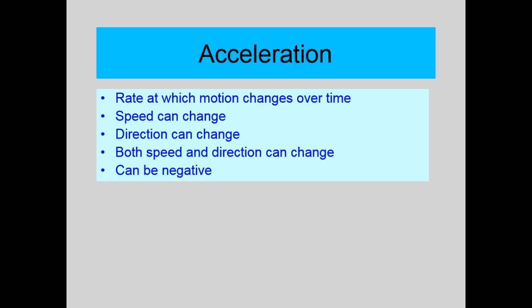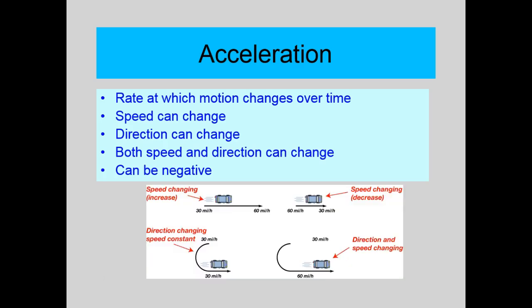So here's a graphical expression of that. If you started at 30 miles per hour and ended up at 60 miles per hour, that's obviously an acceleration. And it's a positive acceleration. But if you started at 60 miles per hour and ended up at 30 miles per hour, now you have a negative acceleration. Because the change, remember we said motion changing.